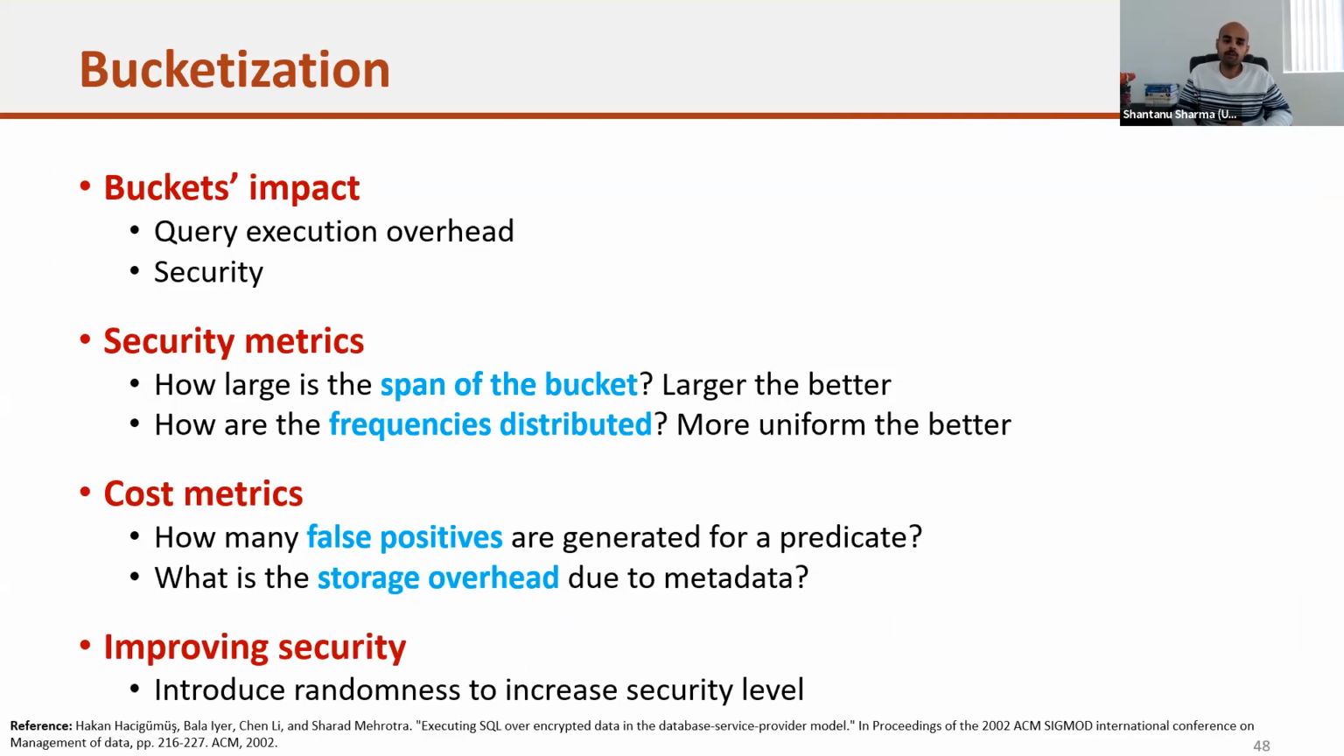And the mechanism of this entire technique depends on the size of the bucket. If my bucket size is very small, then it is not secure; it will reveal some more information. If the bucket size is very large, then it will increase the overhead at the user side whenever he is filtering. So I need to select the bucket size in such a manner that it trades off between the security and the cost.